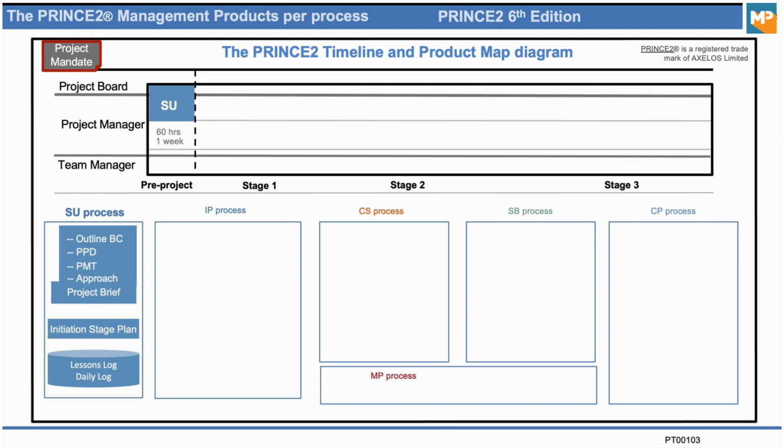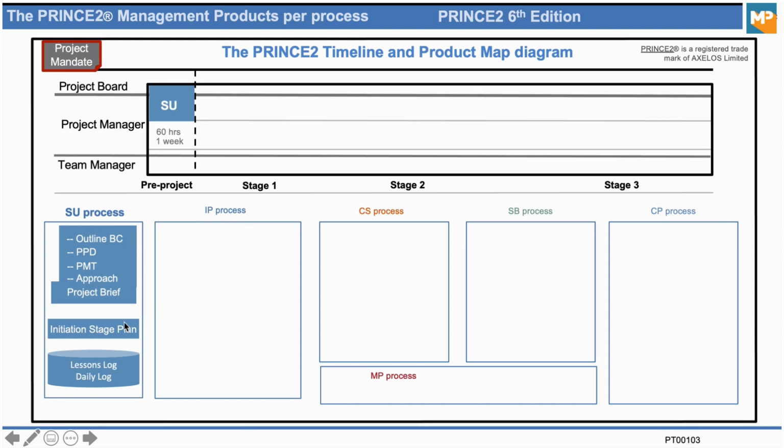Next, then we have a plan for the initiation stage. So what does that mean? Well, if the project is allowed to continue, we will have to run the next step of the project, which is the initiating a project process, or you could call it the planning stage or the initiation stage. So this could take a long time to do. It could take like a whole month.